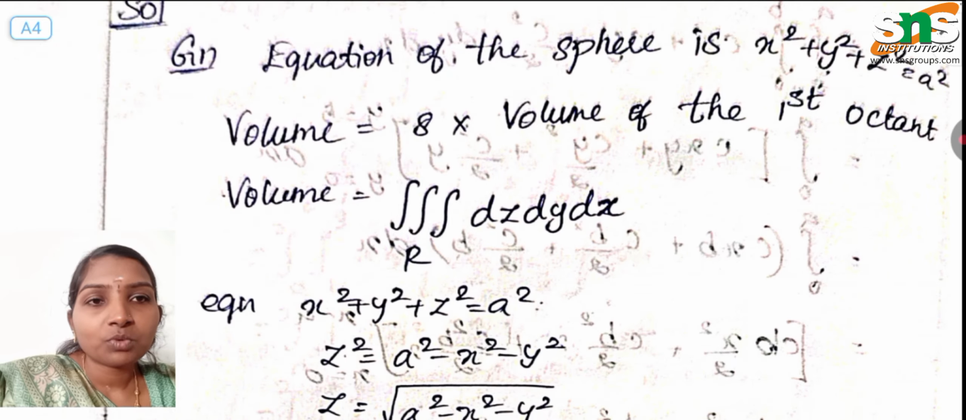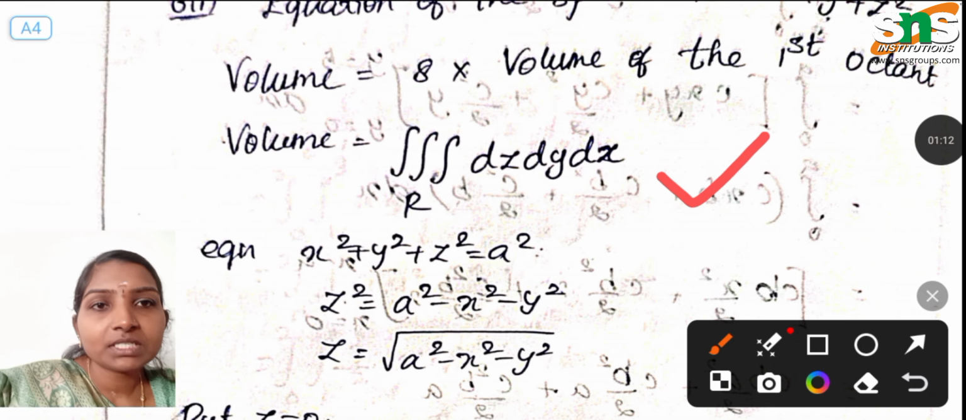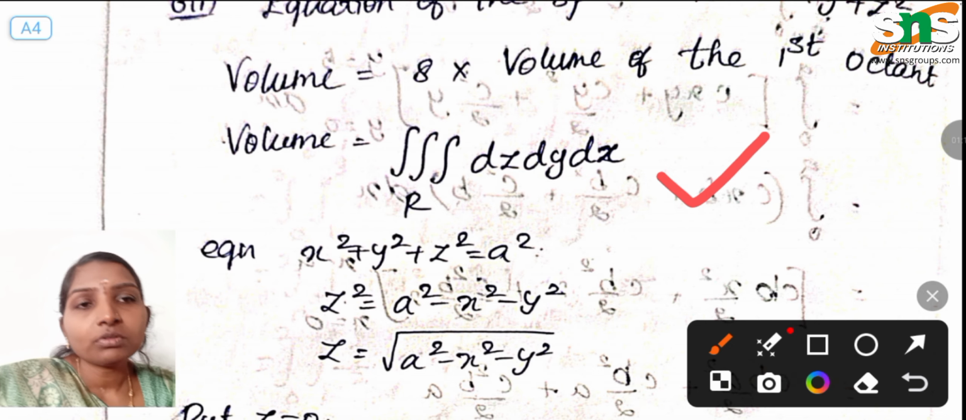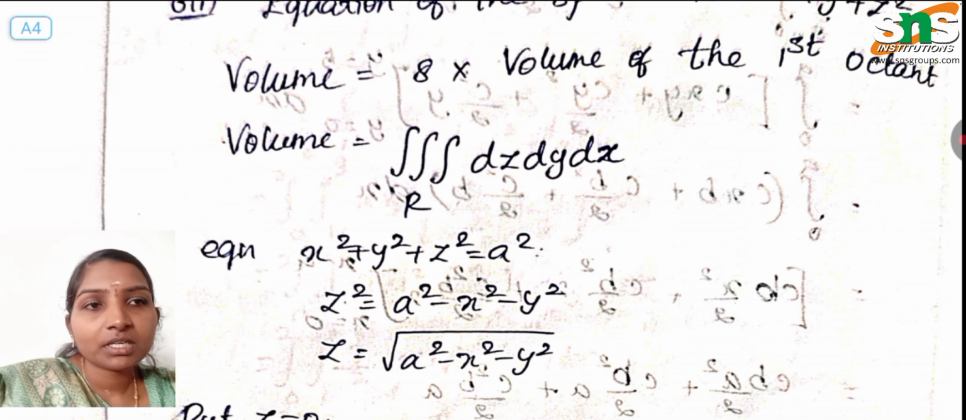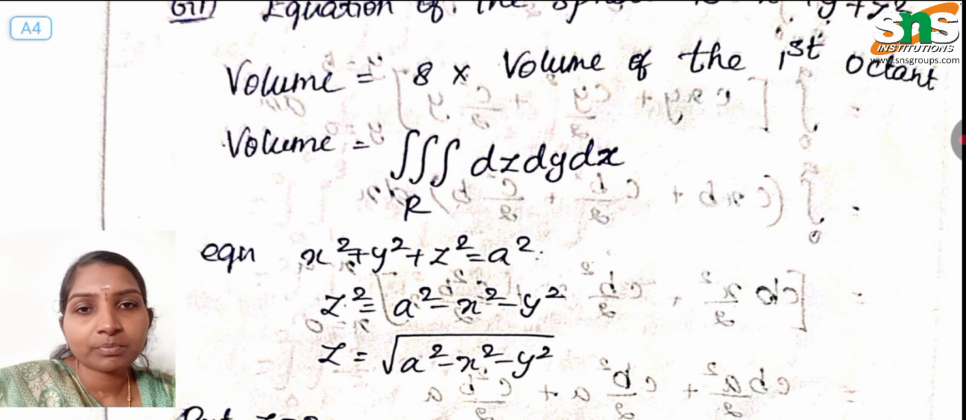So what about this volume? Volume is nothing but triple integral over R dz dy dx, the usual application. Triple integral over the region R dz dy dx. The first variable of integration is z, second variable of integration is y, and third variable of integration is x. So we are in need of finding the limits for each of the variables.